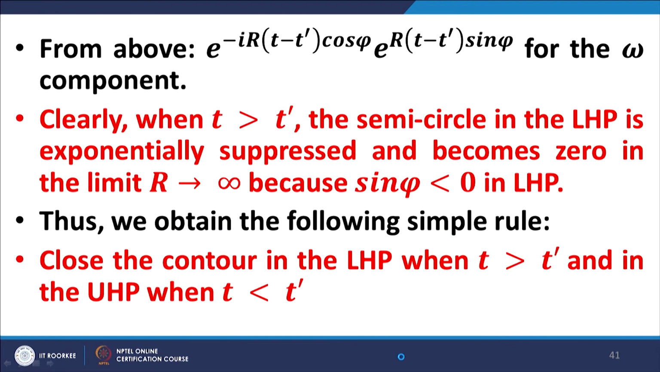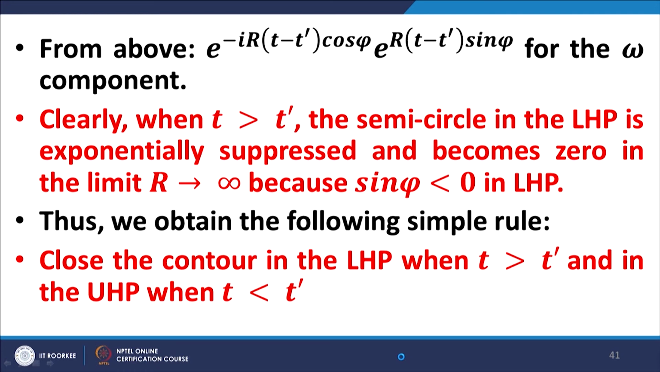Now, when t is greater than t dash, in other words t minus t dash is positive, look at the second factor. What happens to the second factor as r tends to infinity? We want that the integral over the semicircle, which we use for closing the contour, contributes 0 to the total integral. Now, r is positive, t minus t dash is positive. Therefore, if we want this integral to vanish in the limit that r tends to infinity, sin phi needs to be negative.